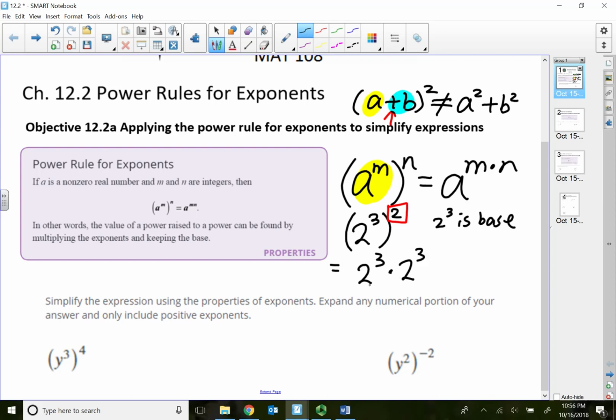Now what you see is when the bases are the same and the bases are multiplying, what do you do with the exponent? You add them. So that would be 2 to the what? 3 plus 3, which is why it's 6. So rather than add them, we can quickly just say multiply the exponents. That's why we multiply the exponent, because 3 times 2 is 6. Basically, you have exponent 3, another exponent 3, so you're supposed to add them. Rather than adding them, multiplying is a lot quicker.